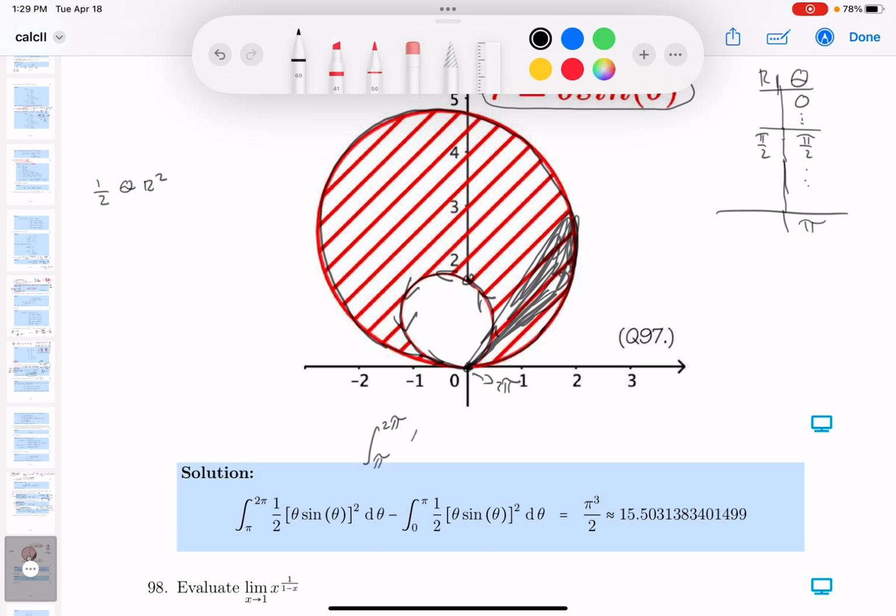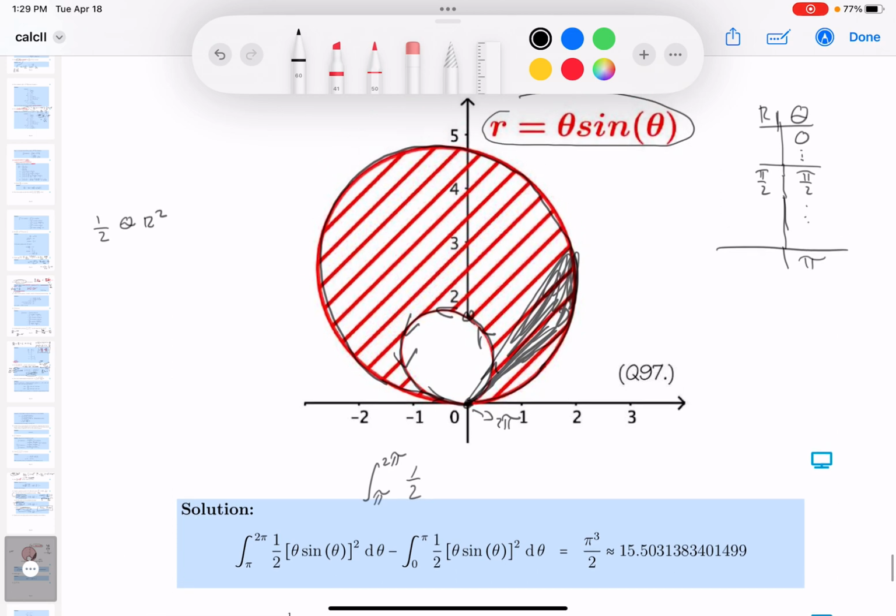And then it's going to be 1/2 of the r squared. What's the r squared? This is the r squared, I'm looking at this up here: theta sine theta, quantity squared, and then d theta. So 1/2 r squared d theta. Now let's take away the small guy. Minus. Well, the small guy, remember, was from 0 to pi. And what's that going to be? 1/2, again, the r squared, which is theta sine theta squared d theta.